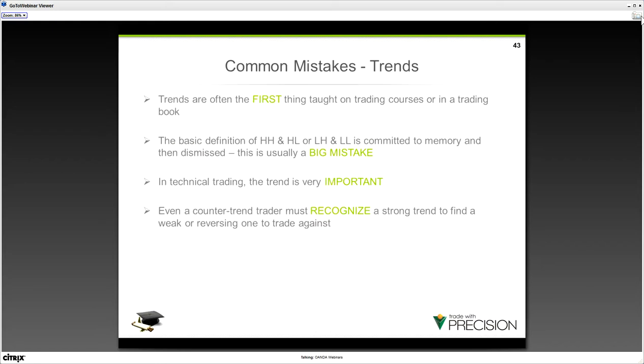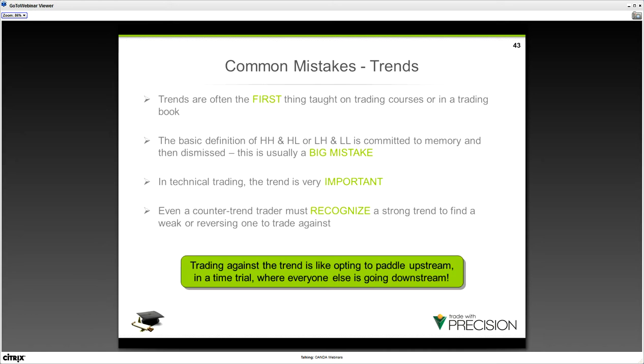All right, so the common mistakes made with trends is, first of all, not understanding the fundamentals of how a trend builds upon itself with the price action. Okay, trends are usually taught first on most trading courses and books, and the basic definition of higher highs and higher lows, or lower highs and lower lows, is somehow lost in the translation. Okay, so the most simple aspect of a trend has a tendency to elude people, and this is really just a big mistake. So as technical traders, the trend is going to be the most important thing to us, and without it, we would really have no entry, no stop loss, and no profit target.